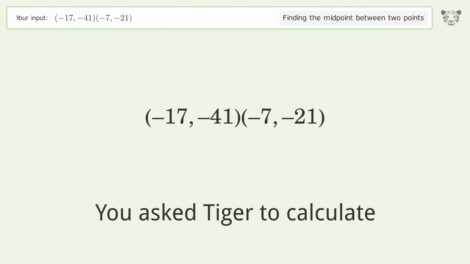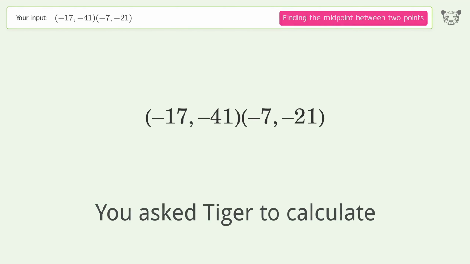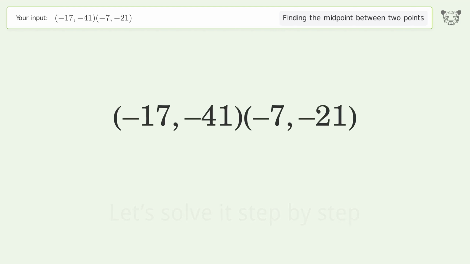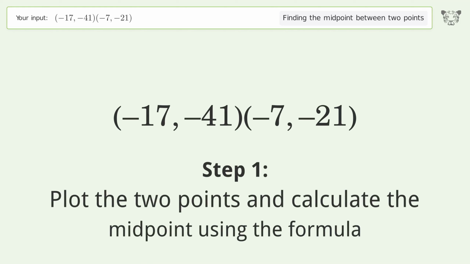You ask Tiger to calculate. This deals with finding the midpoint between 2 points. The midpoint between the 2 points is -12, -31. Let's solve it step by step. Plot the 2 points and calculate the midpoint using the formula.